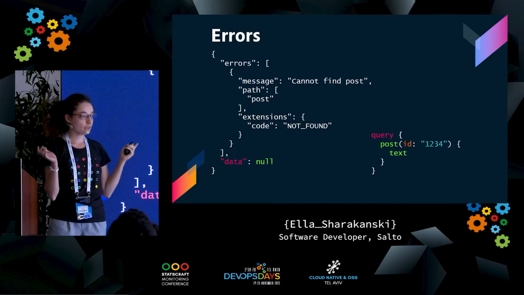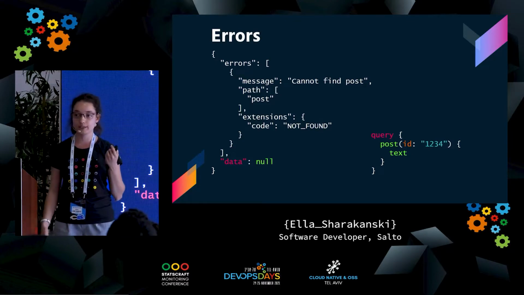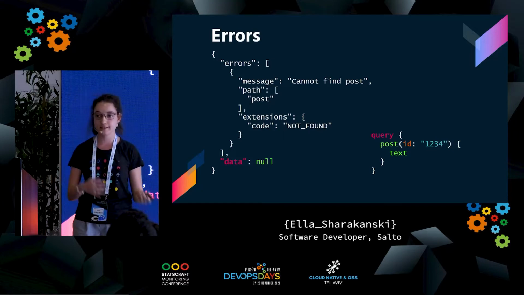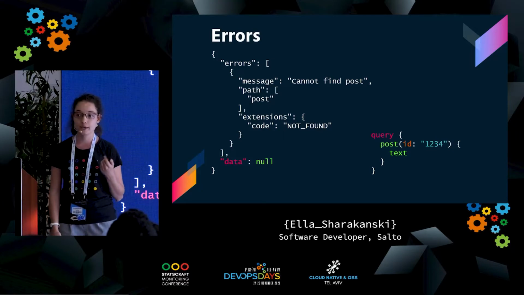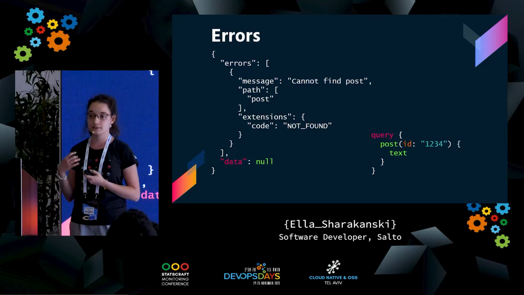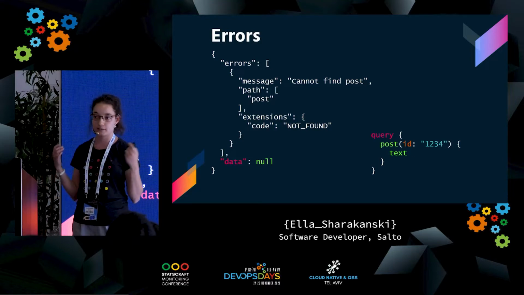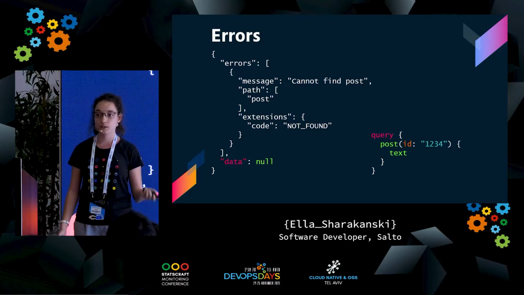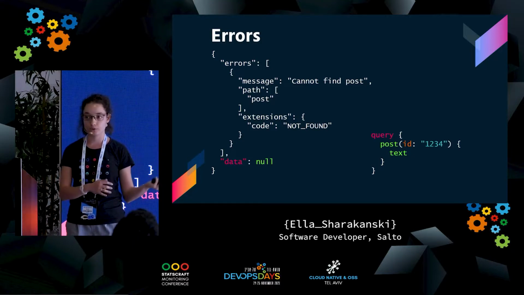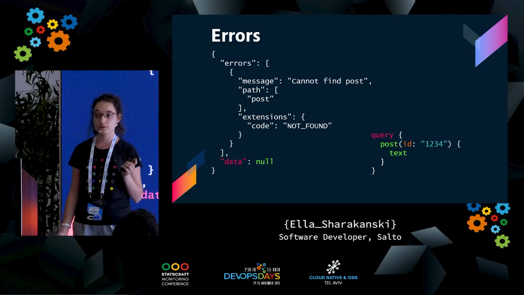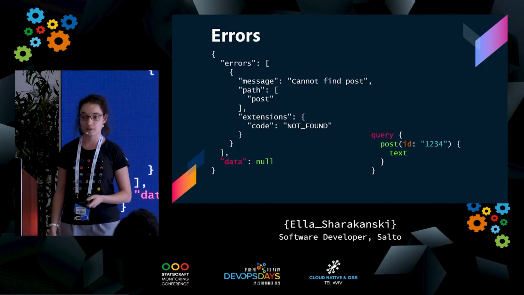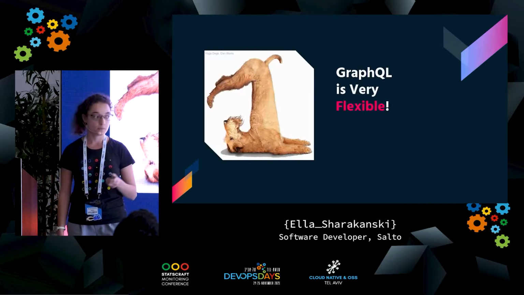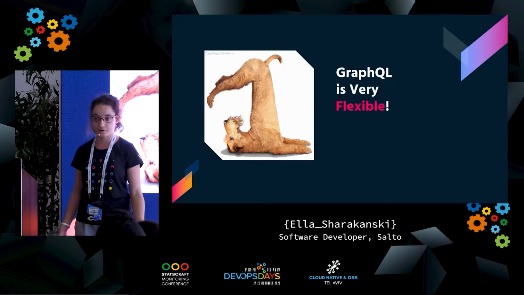In this case, the data is null, but we can actually have both errors and data in the same response. For example, if we ask for a post and its text and comments, and maybe we succeeded to get the text, but we failed to get the comments, then we'll get an error with the path of post comments, but we'll also get data for post text. And that's another example of how flexible GraphQL is. And we've already seen some examples of that.